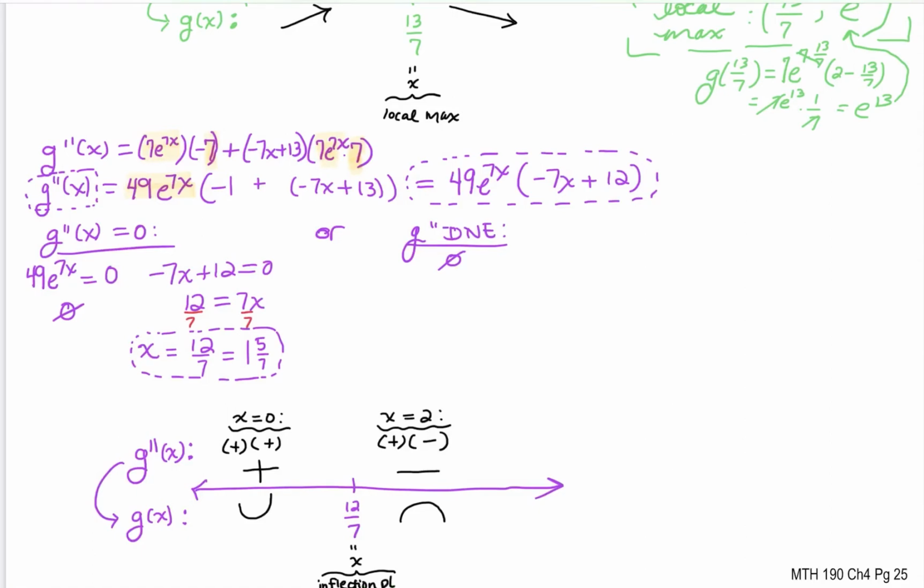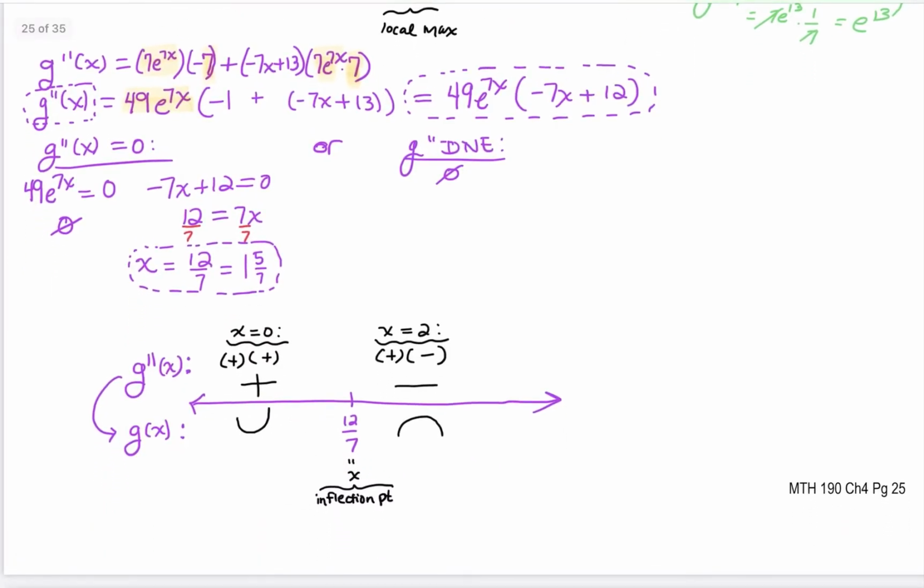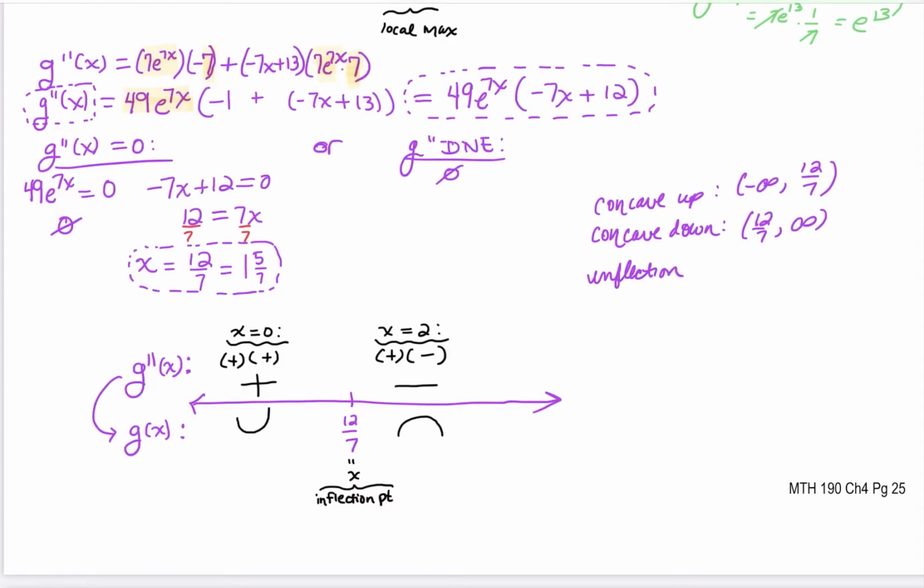If we wanted to summarize our information off to the side, let's write this out. We are concave up on the interval from negative infinity to 12/7, or 1 5/7. We are concave down from 1 5/7 to infinity. And we did find ourselves with an inflection point at 12/7. Then again, subbing this back into the original function.